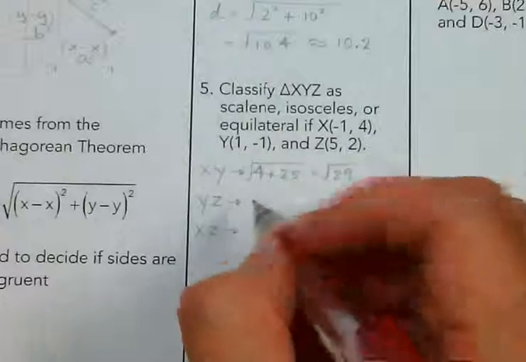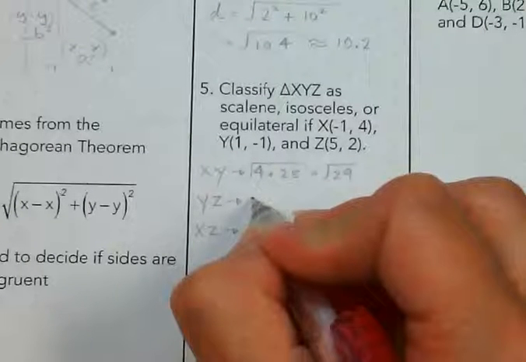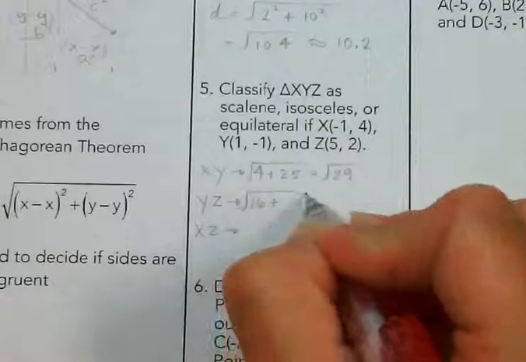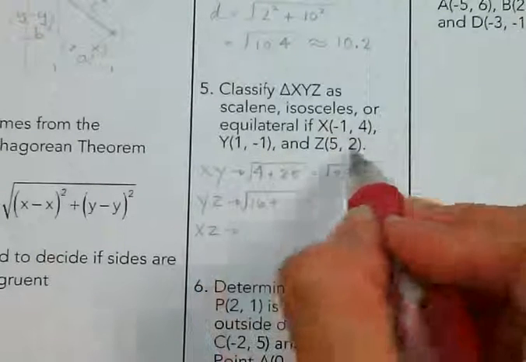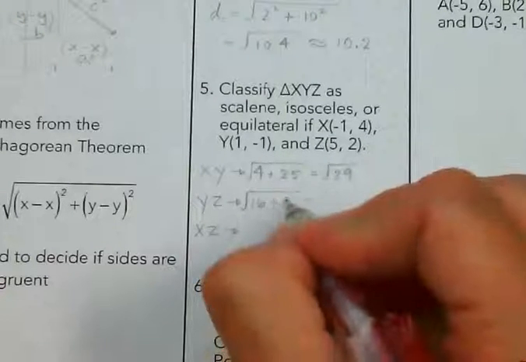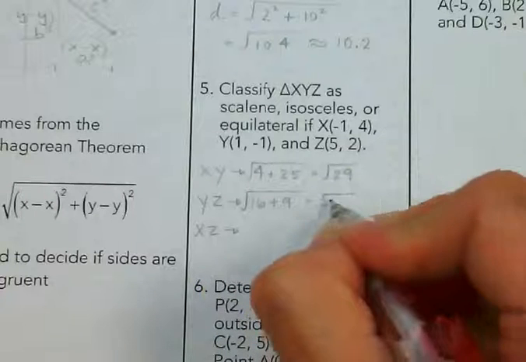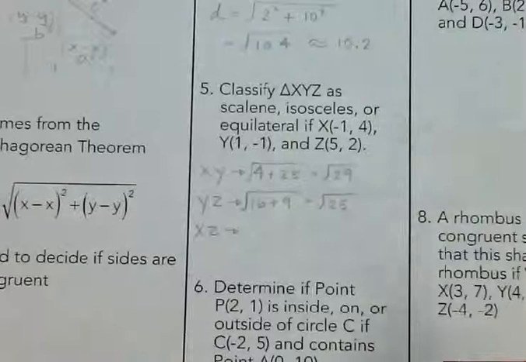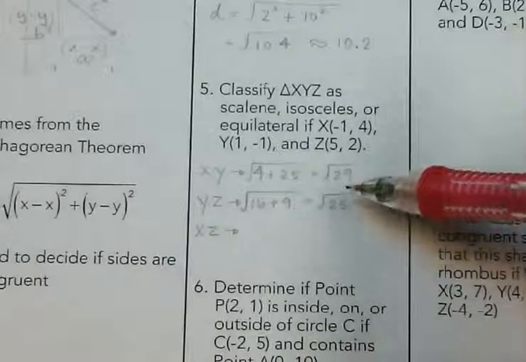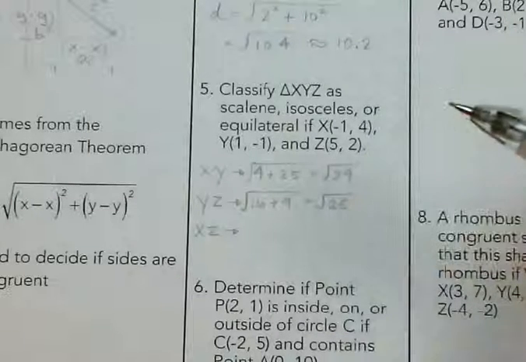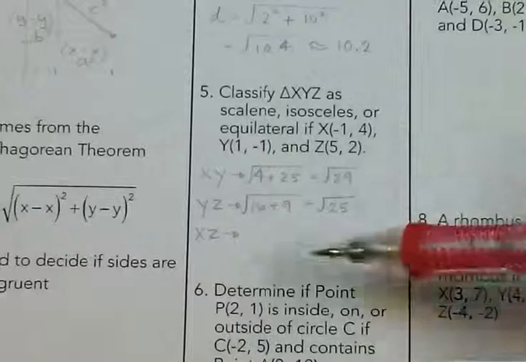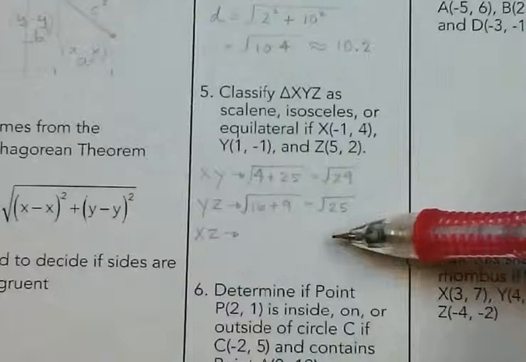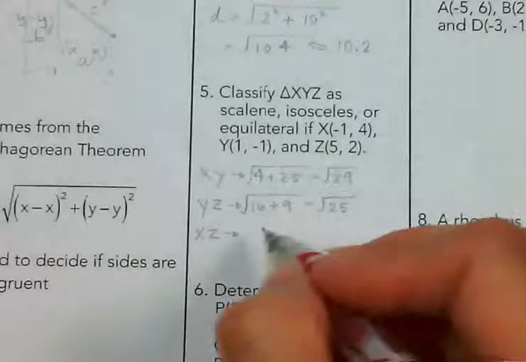So from 1 to 5, that would be 4, squared would be 16, plus the difference between -1 and 2 is 3, squared is 9. That adds up to 25. So now I need to find xz, because I know right now equilateral is out, because those two are different lengths. So now I need to either get the same answer again to make it isosceles, or a different answer would make it scalene. So x to z.